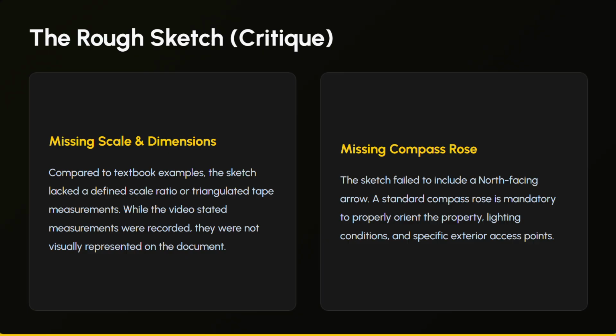The problem with my sketch, if I were to critique it, is that it lacked a fine scale ratio or triangulated tape measurements. The video, when I watched it, stated that measurements were recorded. However, I didn't have it visually represented on the document. The sketch failed to include a north-facing arrow and a standard compass rose. I didn't properly orient the property, lighting conditions, and specific exterior access points.